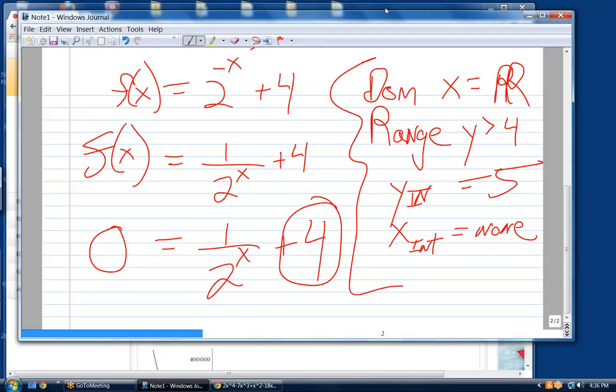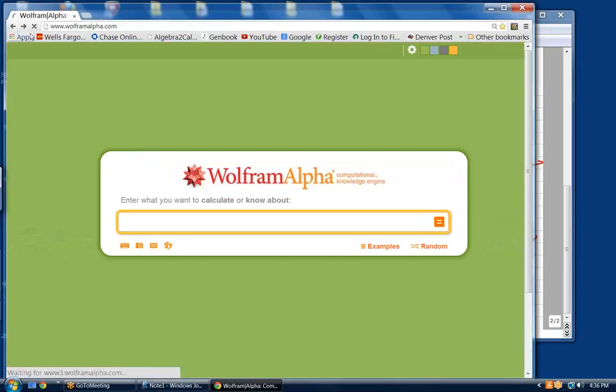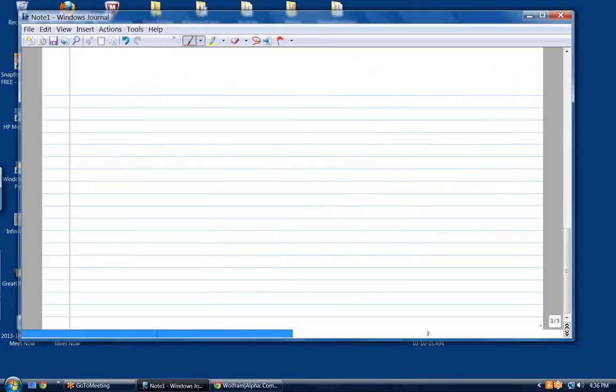Whoops, wrong graph. I must have it up here twice. No, I don't. Interesting. Okay, I'll leave it up there. But you're right. We could see from the graph that there was no x-intercept. It just keeps approaching the line y equal 4 and never goes below it. All right, so these are two quick ones that I need help with.